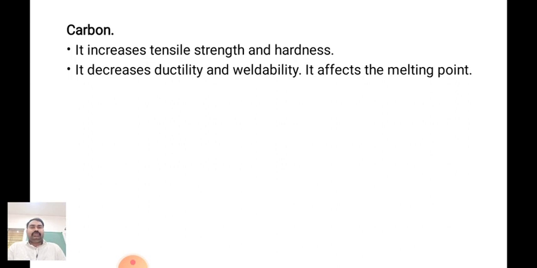Okay, so for today we have studied the different alloying elements, and the different properties and uses of the alloying elements. Thank you.